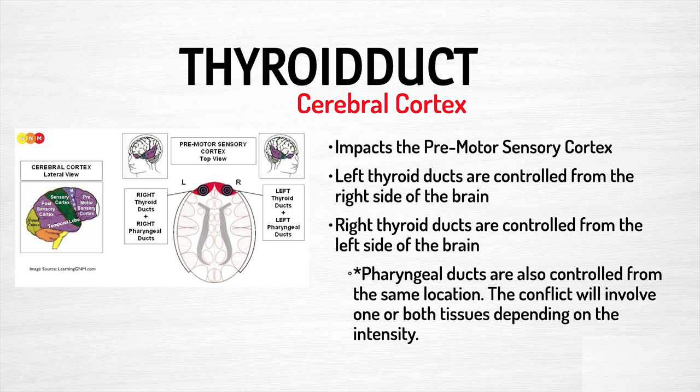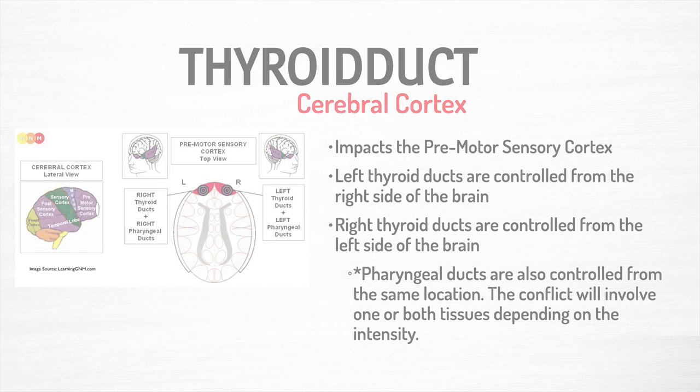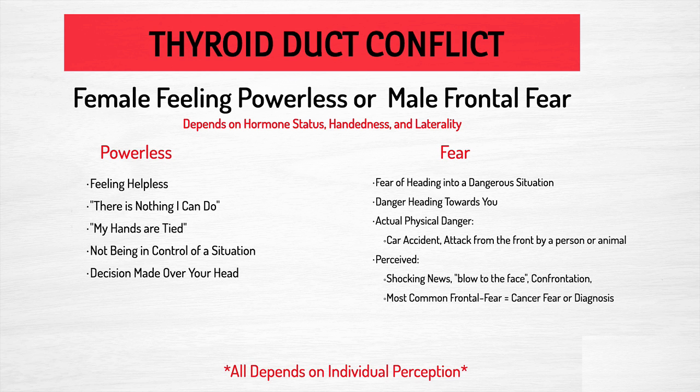Now, keep in mind that the pharyngeal ducts are also controlled from this same location. And so the conflict will involve one or both of the tissues depending on the intensity. The pharyngeal ducts are what are affected in the case of non-Hodgkin's lymphoma. So the conflict related to the thyroid ducts is a female feeling powerless conflict or a male frontal fear conflict.